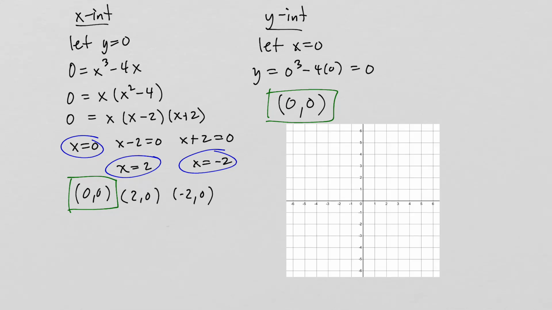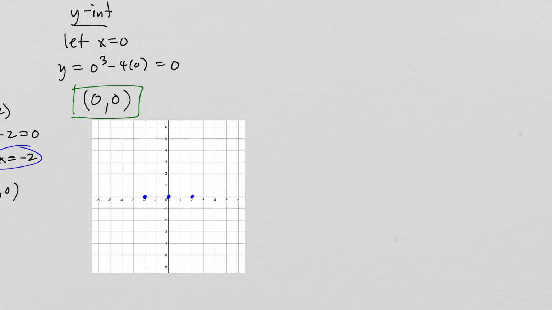So now for the graph, let's go ahead and graph these points. We have the point 0, 0, we have the point 2, 0, and we have the point negative 2, 0. Now, I'm not really confident about what this looks like, right? We can have lots of different kinds of graphs that go through these 3 points. So in this case, we might need to get a few additional points.